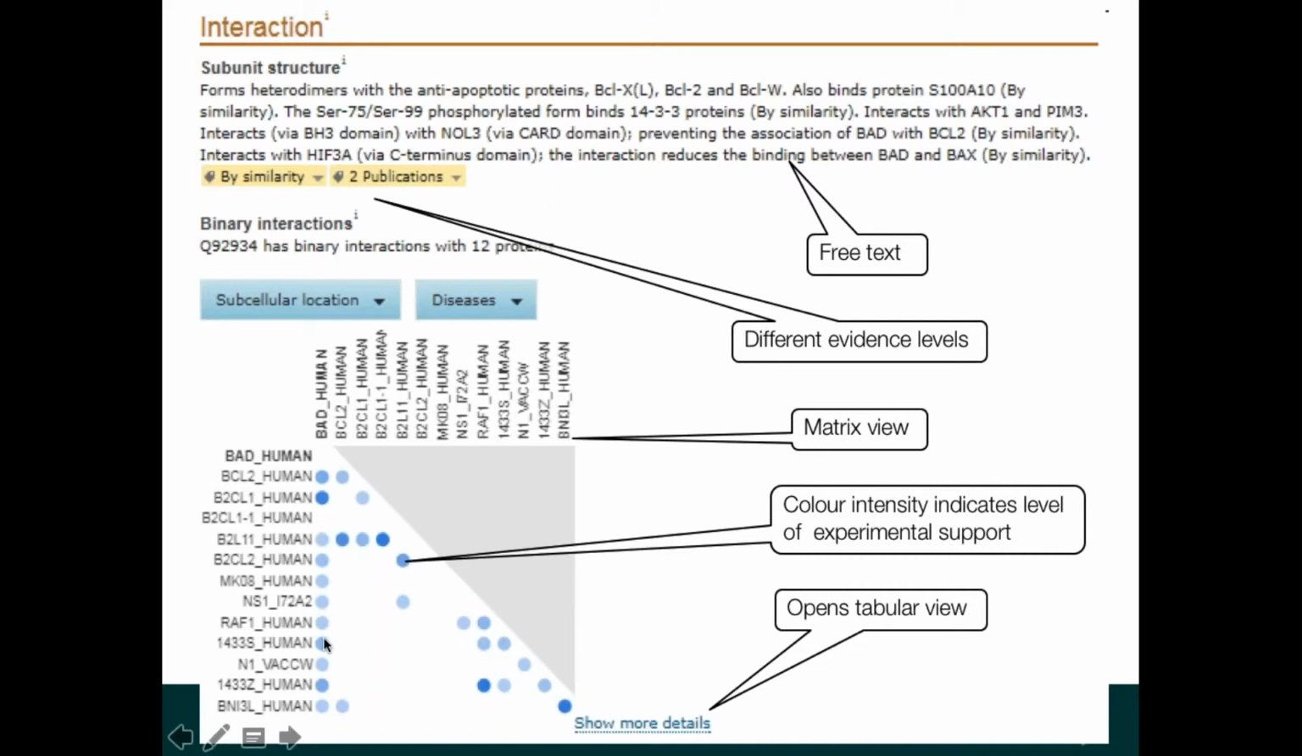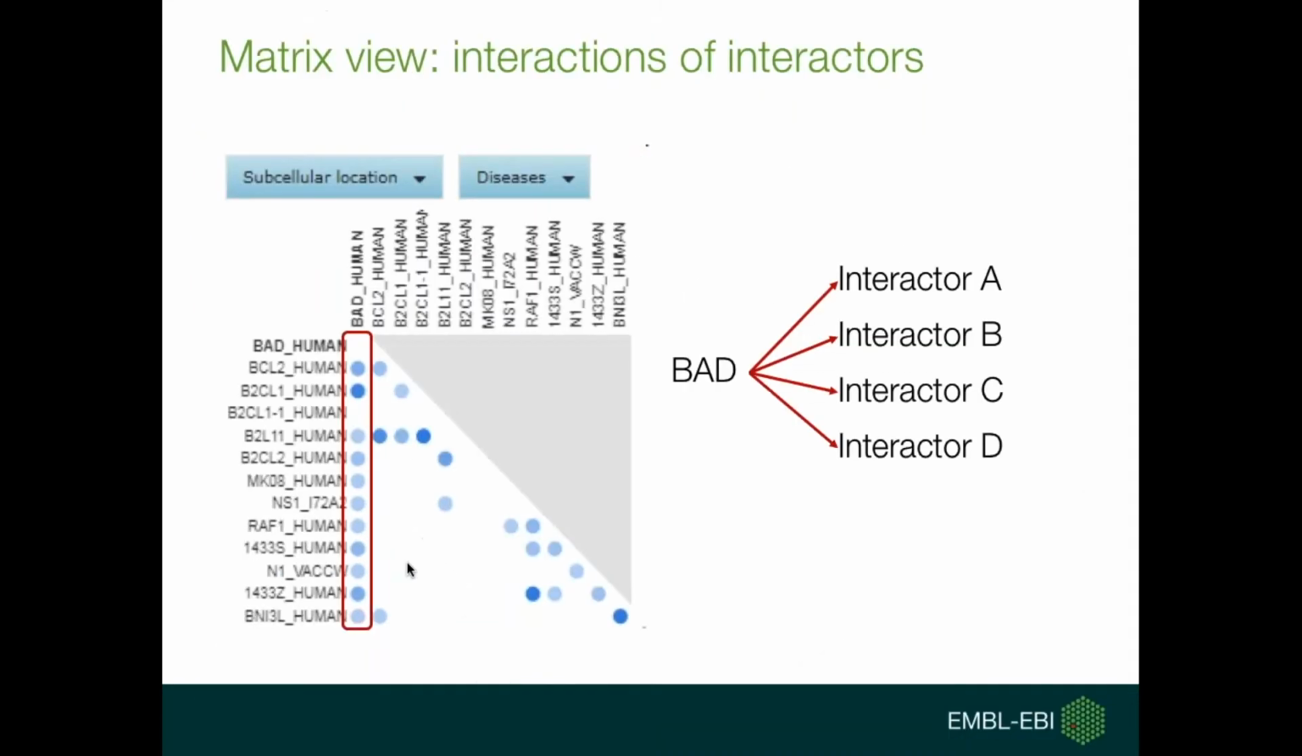Within the matrix view, each interaction between two proteins is represented by a blue dot. The color intensity indicates the level of experimental support for this interaction as recorded by the IntAct database. So the bluer the dot, the more experiments there are to support this particular interaction. Zooming in on the matrix view a little bit further.